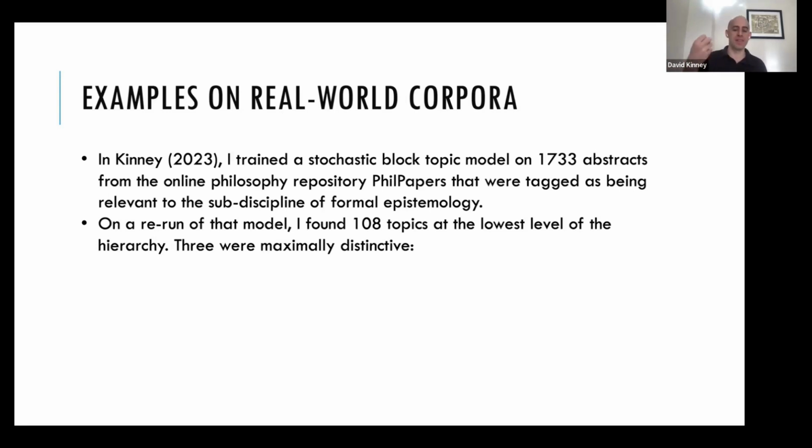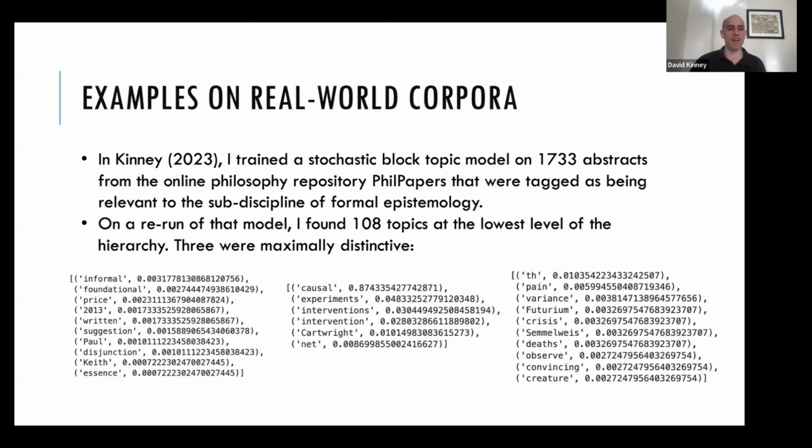And 3 of them were maximally distinctive, meaning that they're perfectly preserved when we go up to that second level of the hierarchy, right? So 2 of them, the ones on the far left and the far right, I don't have a great interpretation of, right? In fact, in both of them, we see fairly low probability for all of the words, suggesting that, and this does happen with stochastic block topic models, they don't actually really have a clear interpretation.